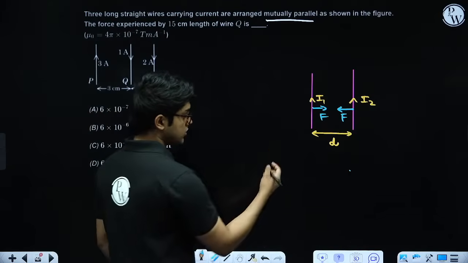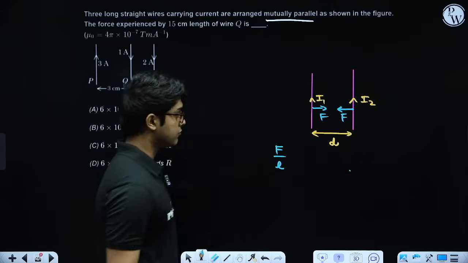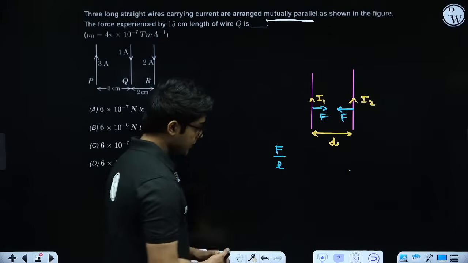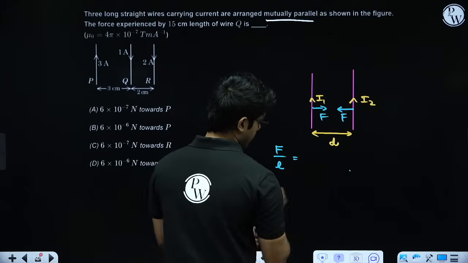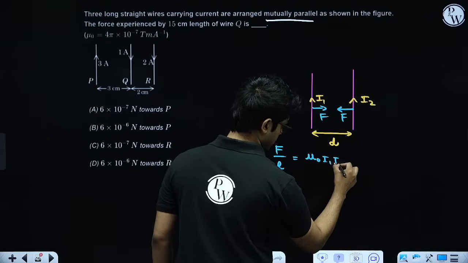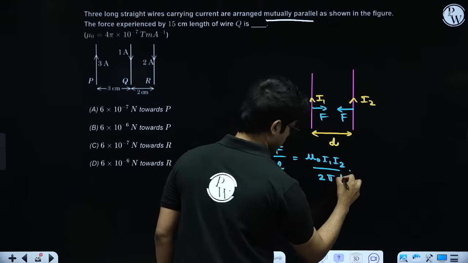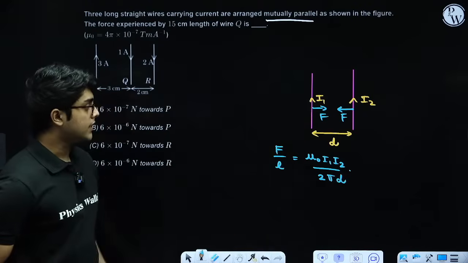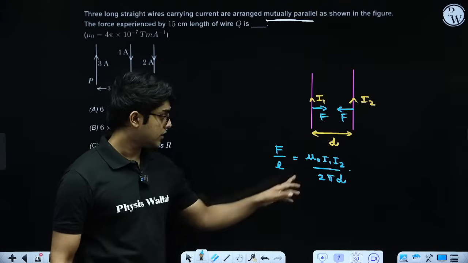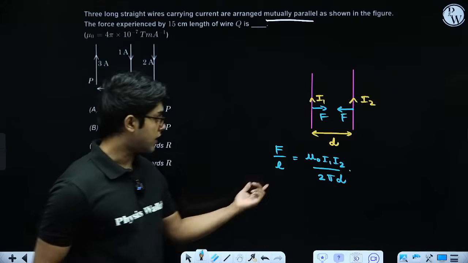And this force per unit length of the wire, this formula is something that we discuss in class, and this is equal to mu naught I1 I2 divided by 2 pi d. So the force per unit length in a situation like this, when we have 2 current carrying wires, is given by this particular formula. And this is pretty easy to derive also.